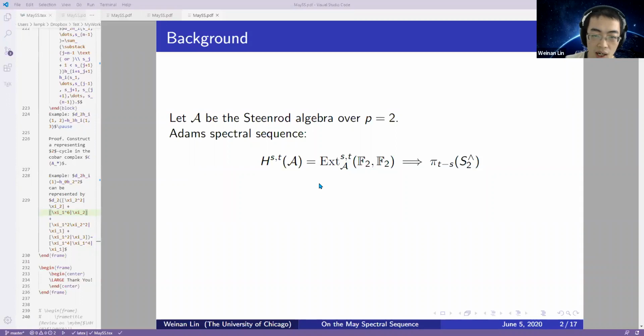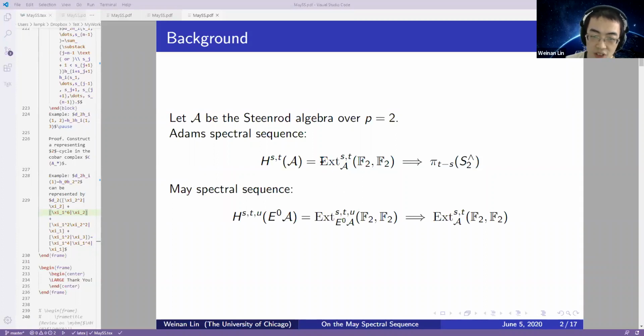So in May's thesis, he used another spectral sequence to compute the E2 page of Adams, which is the May spectral sequence. It starts from the cohomology of the associated graded algebra of the Steenrod algebra, and it converges to the E2 page of Adams.